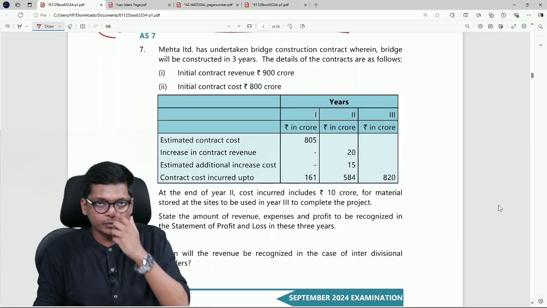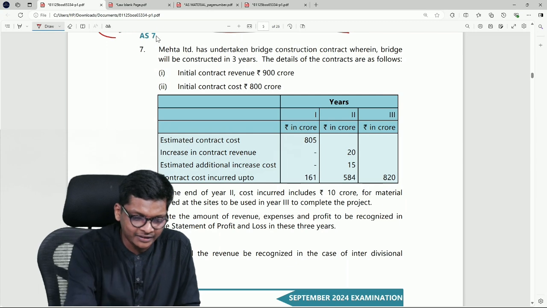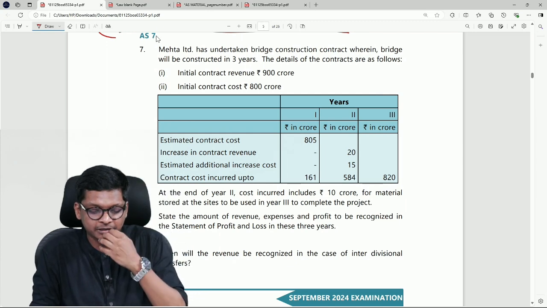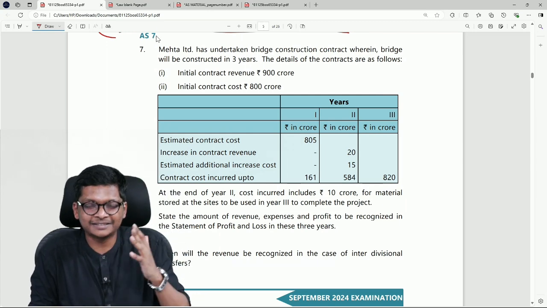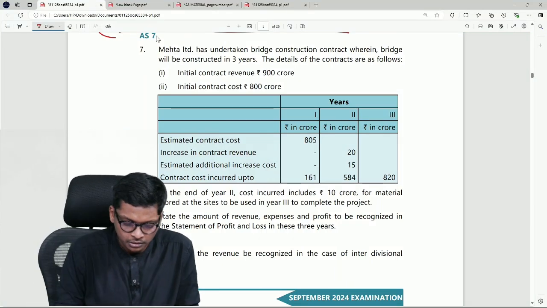Before I go to 7th question, let me do 8th question, AS9. Sir, after AS7, why AS9 came? Sir, AS8 is not there. It's not there in syllabus itself, okay? It's removed from standard itself. We don't have an AS8.